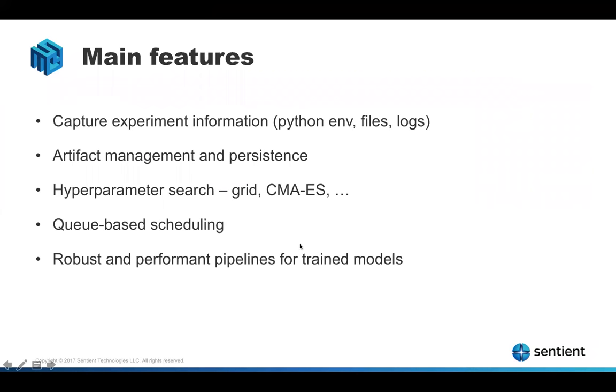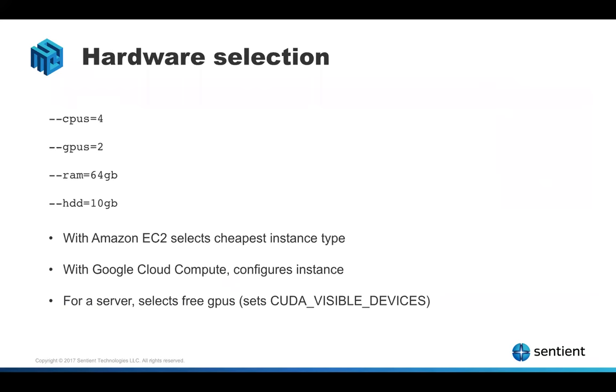So what are the main features of Studio? We have it capturing experiment information, so the Python environment in which you're running, and any files or logs that you're creating. And then it also does artifact management and hyperparameter search. We have some fancy ones like CMA-ES, but also just traditional grid search. You can do queue-based scheduling, and there are also features for helping expedite pipelines for existing trained models.